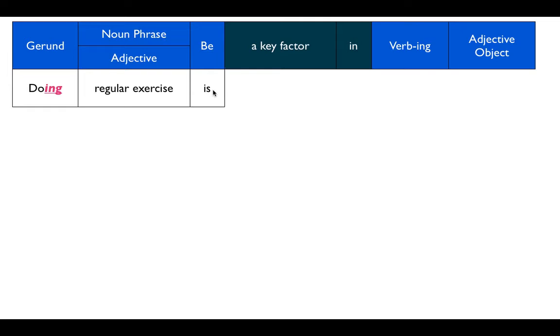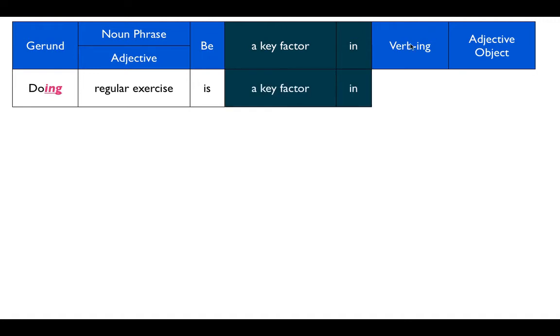Then it will work with the verb be. Why? A key factor uses the verb be. So I am, you are, it is, he was, she was, they were, they have been. It'll always be some form of be here. Then it's a key factor in. If students make a mistake, it's usually here or here, so you've got to be careful with those.